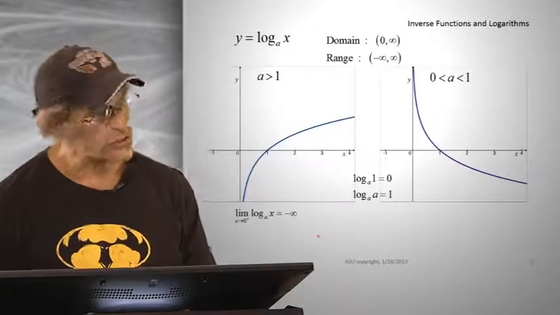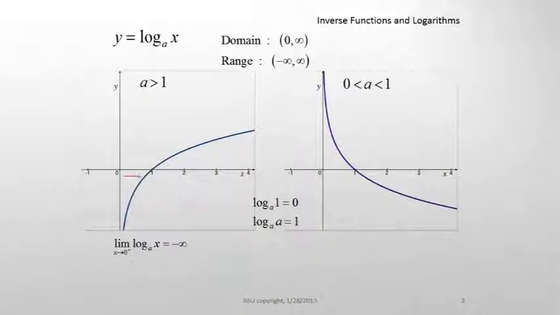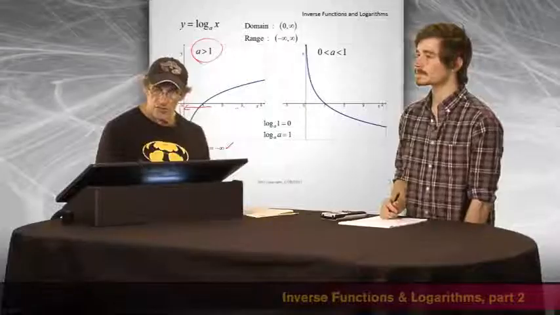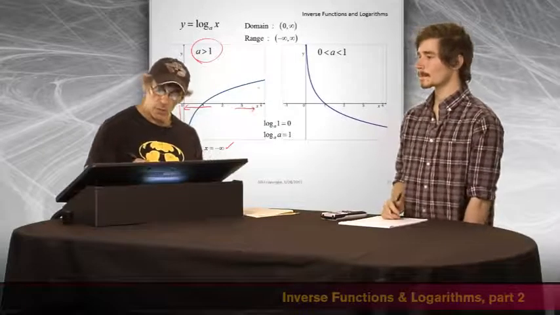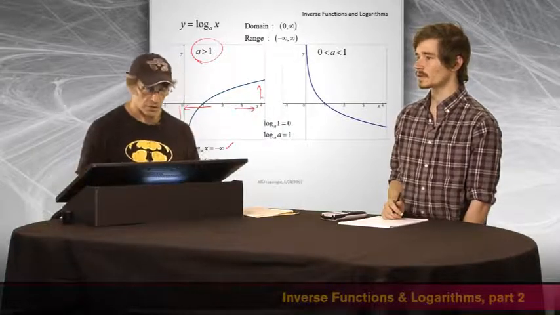But what differs is the behavior of the limits. The limit as x approaches 0 from the right, well, it looks like those outputs are getting more negative. And so the limit of log base a of x is negative infinity so long as your base is greater than 1. As x approaches infinity, what would the limit of this function be? Going towards infinity. Very good.